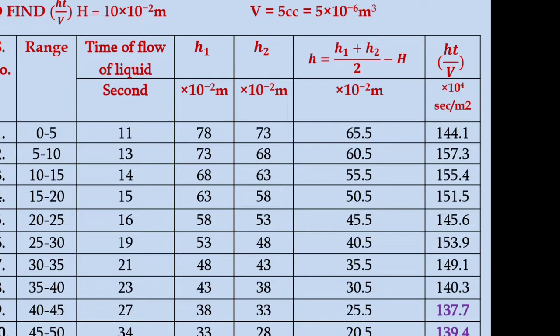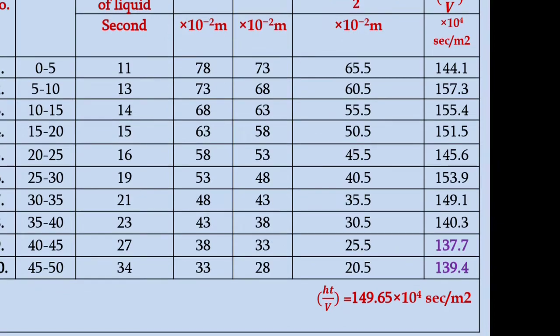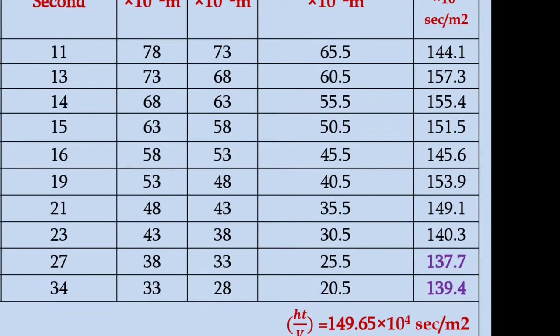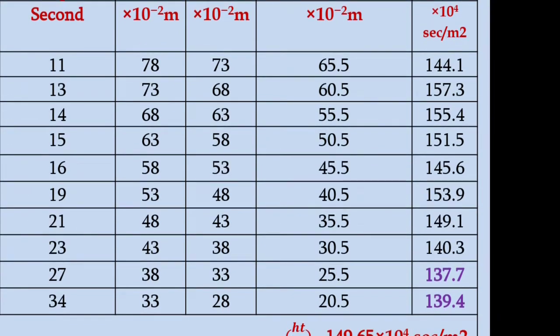For the next level, burette range of 5 to 10, the time of flow from 5 to 10 is 13 seconds, and the height H is 60.5. So 60.5 multiplied by 13 divided by 5 will give us 157.3. The same way we can calculate for all the burette ranges. So we will get readings like this. When looking into it, we could see almost the Ht by V is around 150.